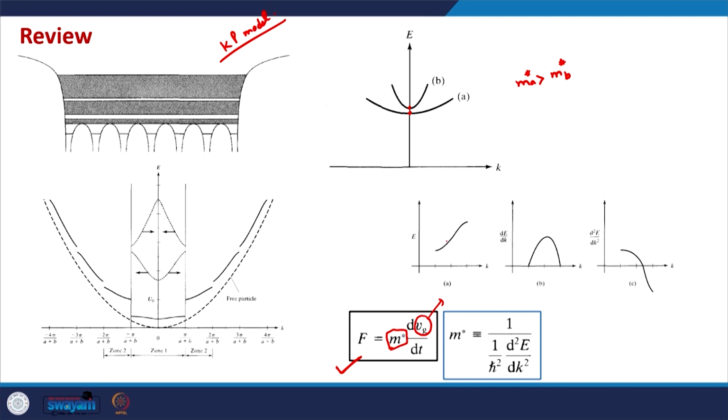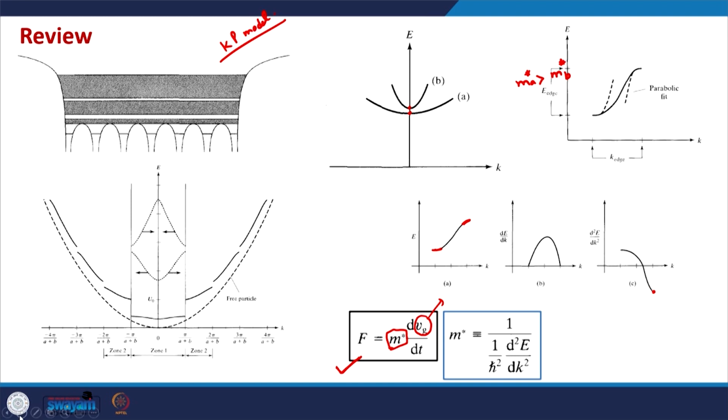Apart from that, another interesting conclusion was that at the bottom of the bands the curvature is positive. So, the electron behaves like a positive mass classical particle, but at the top of the bands the curvature of the E-K plot is negative and electrons behave as if their mass is negative. They behave opposite to what a classical particle would.